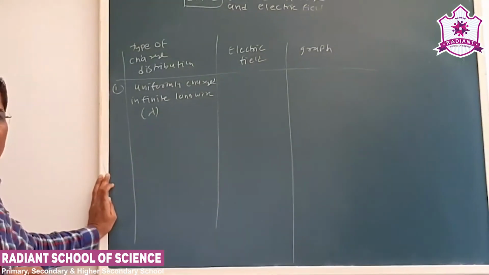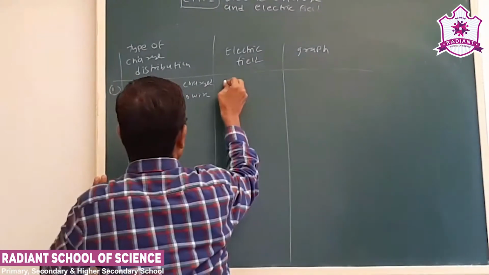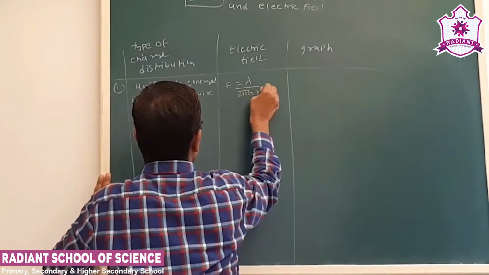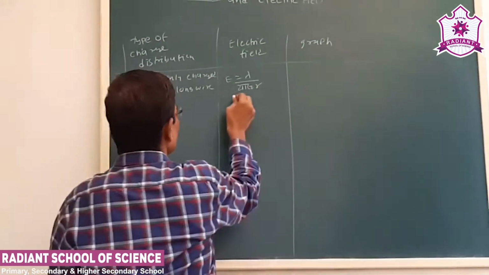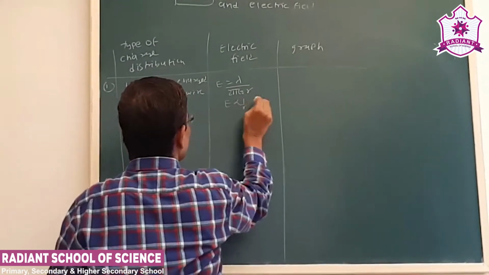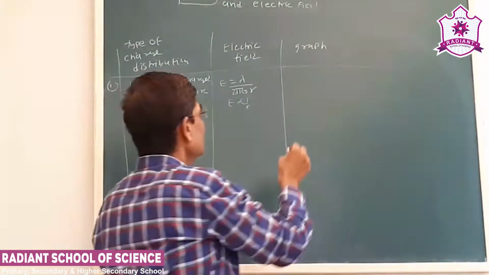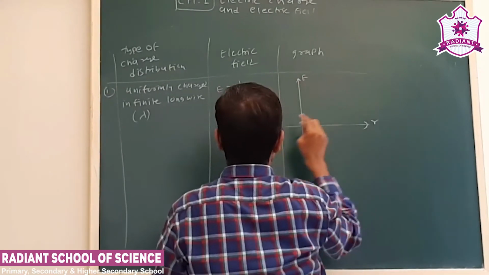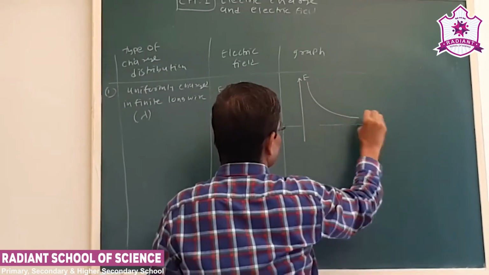In that we used linear charge distribution. See the equation was like this: E is equal to lambda upon 2 pi epsilon 0 r. Okay. Now what we see is E is inversely proportional to r. So the graph of electric field versus distance will be like this.